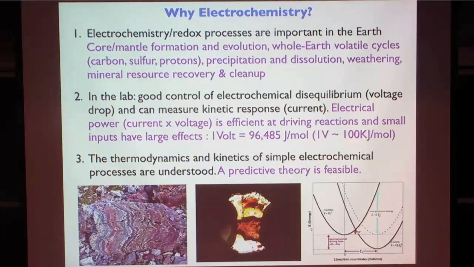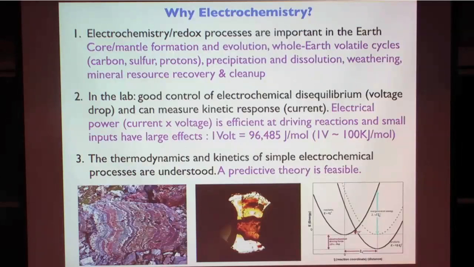So the electrical power is extremely efficient at driving chemical reactions, and small inputs, like a millivolt, will have relatively large effects of tens of hundreds of joules to kilojoules. And then finally, the reason that electrochemistry is nice to play with is that the thermodynamics are extremely well understood and have been explored in great detail, and even the kinetics of simple electrochemical processes are well understood. So we have a way to actually have a predictive theory to describe electrochemical processes.